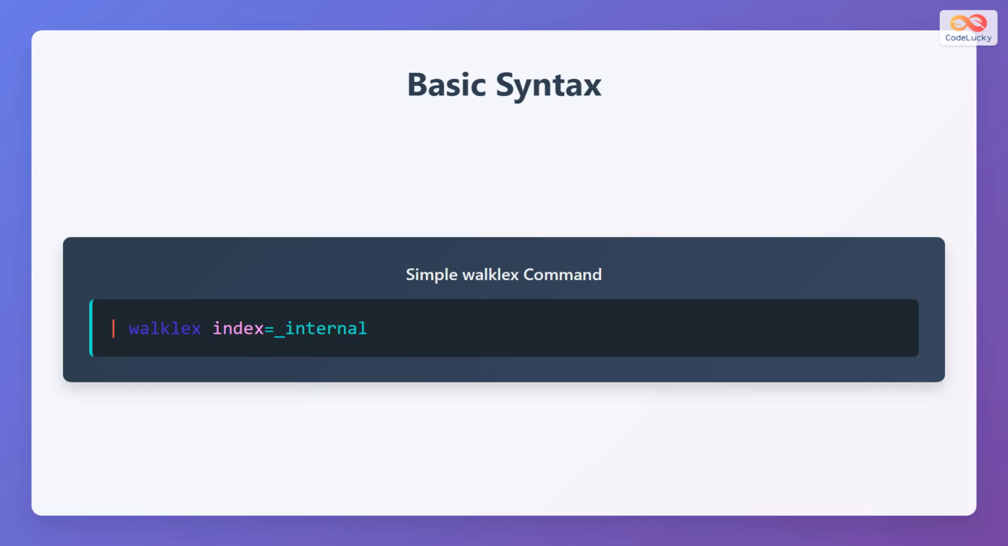The basic syntax for the walklex command is quite straightforward. You start with a pipe symbol, followed by the walklex command, and then specify the index parameter. For example, pipe walklex index equals _internal. Since walklex is a generating command, it must be the first command in your search pipeline after the initial pipe. The index parameter tells Splunk which specific index you want to examine, and you can use wildcards to search across multiple indexes if needed.